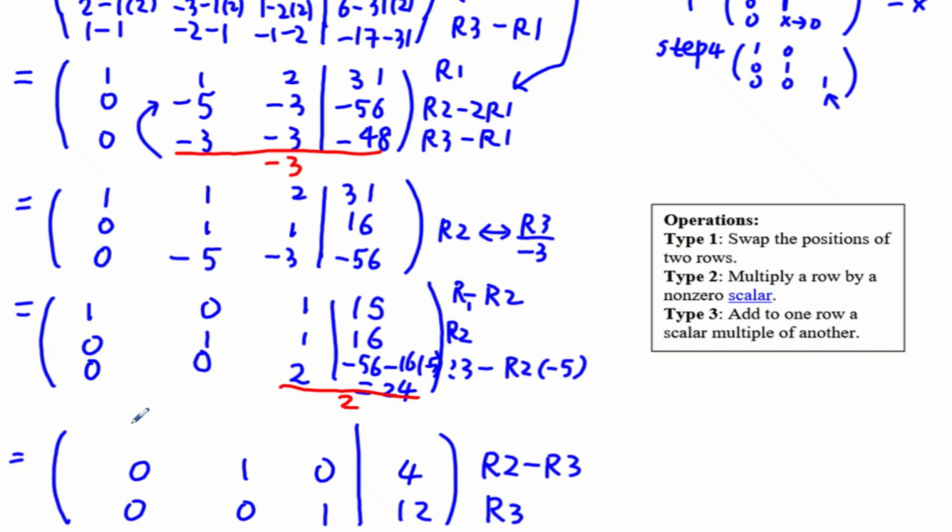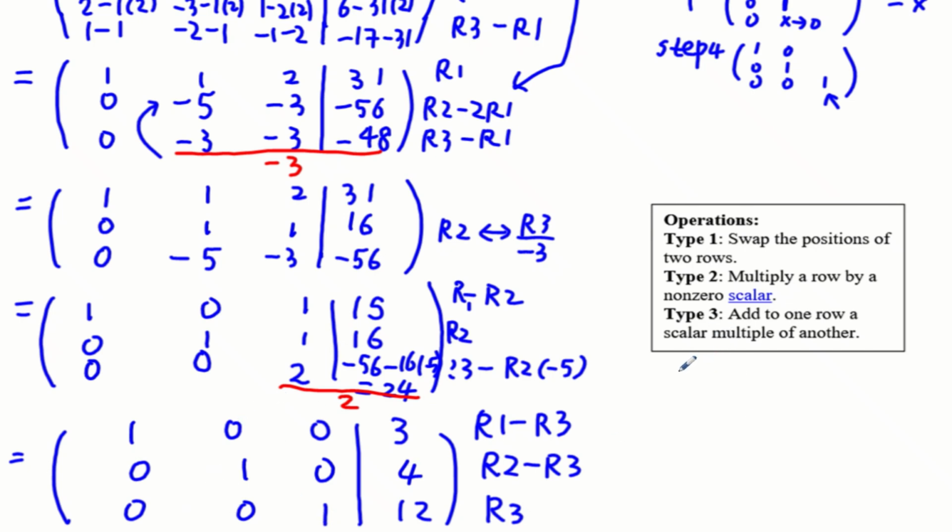And the first one, 1 minus 0, 0 minus 0 doesn't change. 1 minus 1 is 0. 15 minus 12 is 3. Then this is R1 minus R3. So we change it to 1, 1, 1 as diagonal. All the others are zeros.